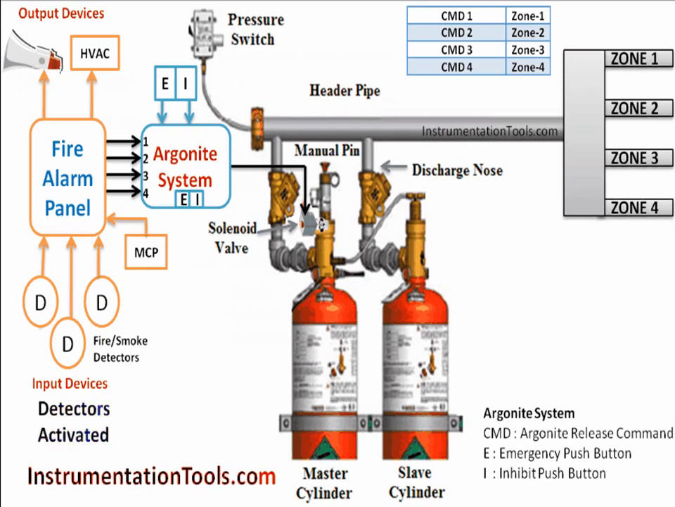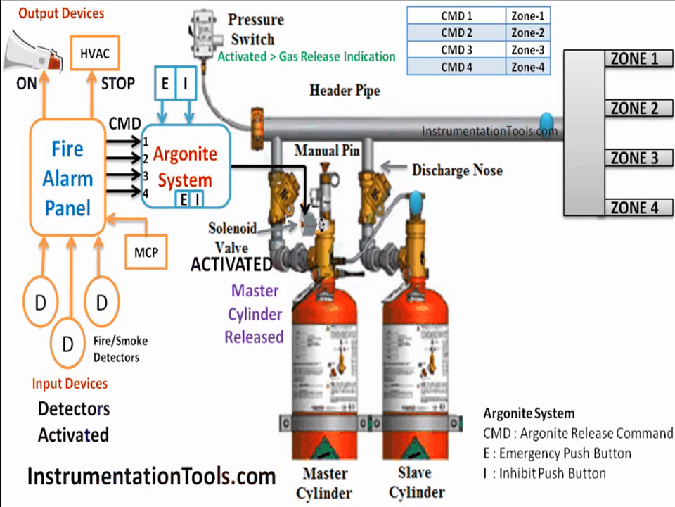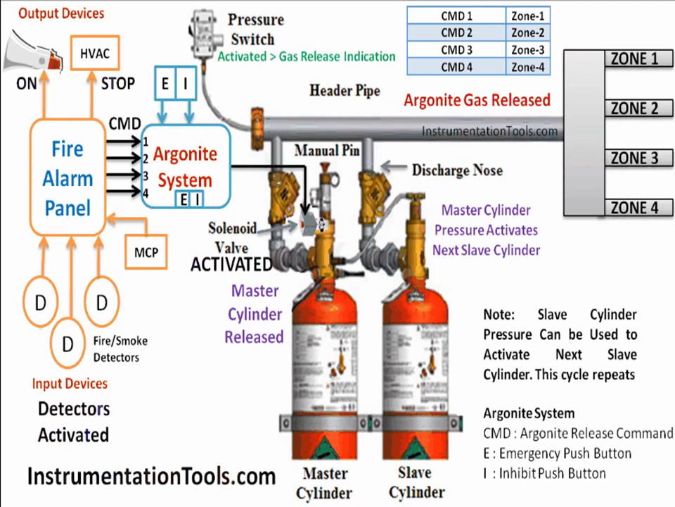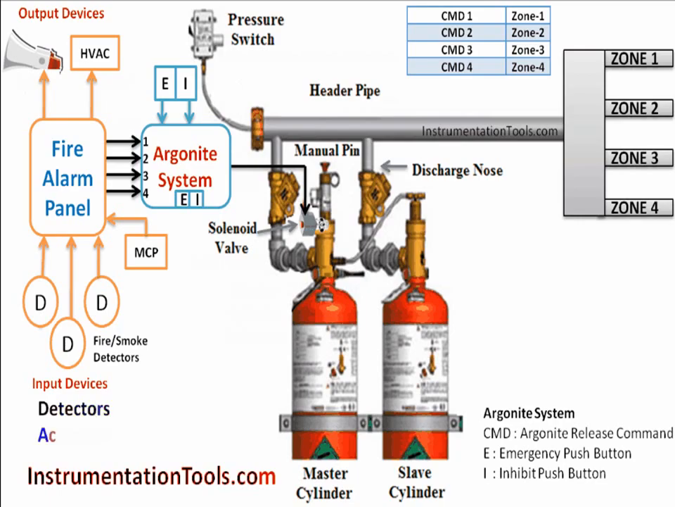A manual valve or release cutter pin will be provided on all master cylinders. In case of auto failure, we can use this manual valve to release the master cylinder. Once the master cylinder releases, it activates the remaining slave cylinders. Emergency push buttons are also installed nearer to the Argonite system or respective zones. We can activate the Argonite system by using these push buttons also. Emergency push buttons are provided on the Argonite panel also, as shown in the animation. Pressure switches are installed in the main discharge line or specific zones also. Argonite gas release indication will be taken from these pressure switches.